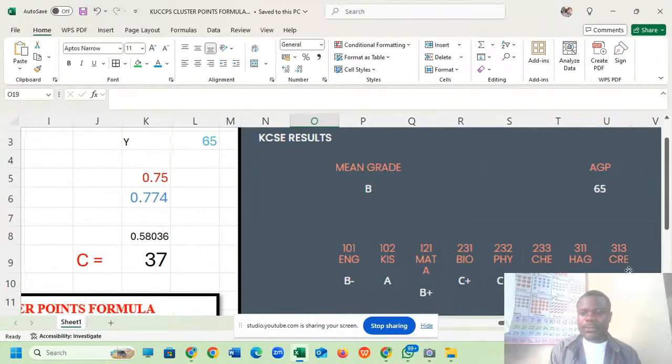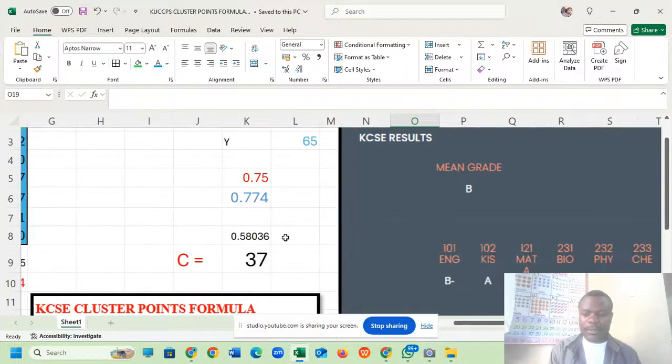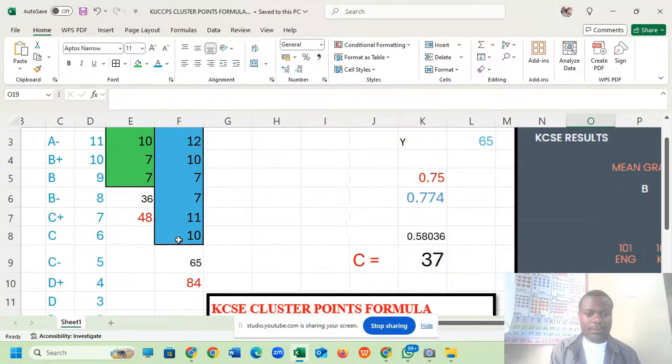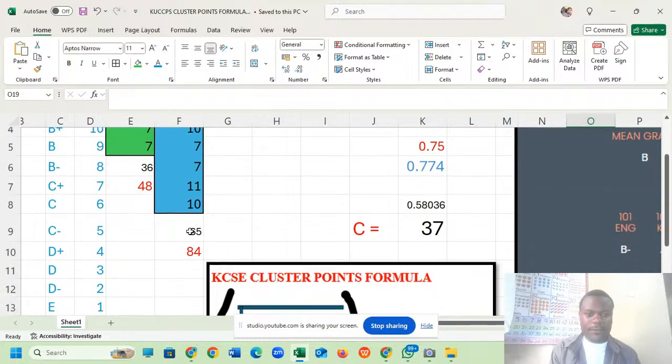Then between history and CRE we shall pick both of them. History A minus is equivalent to 11 points, then B plus for CRE is equivalent to 10 points. So when we add all of them in this section here, we shall have a 65.